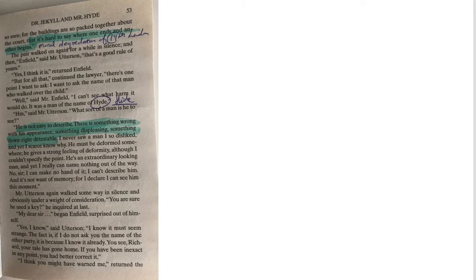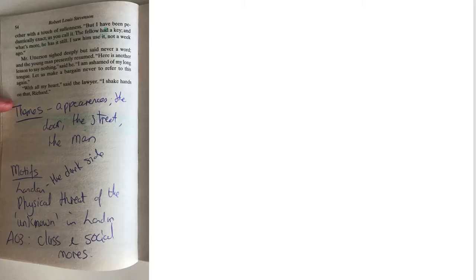I've also highlighted this: "there is something wrong with his appearance, something displeasing, something downright detestable." There is this idea that there is something morally repulsive about Hyde. No one can quite put their finger on it. It's part of the whole mystery, but again, "something wrong with his appearance, something displeasing" is very easy to remember for when you're revising for your exams and you want to talk about the character of Hyde and people's immediate reactions. It's a really nice one to remember. And then finally, the last page of this chapter, page 54.